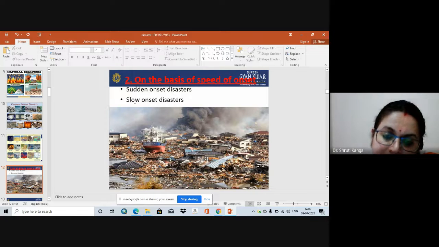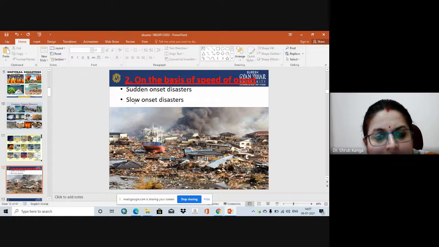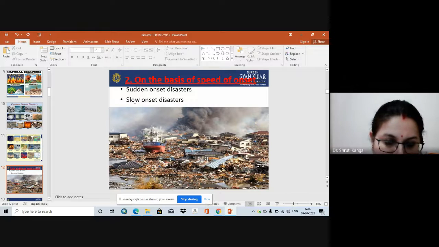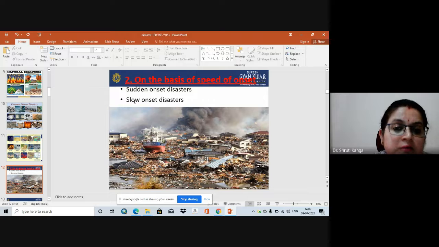If this drought goes on for 3, 4, 5 years, then it can be called a desert-like area. And then if these desertic conditions prolong for 10 years, suppose, then it can be called famine. So this is a slow kind of onset. This famine or this drought will not take place in a single day. So it is a kind of slow onset.